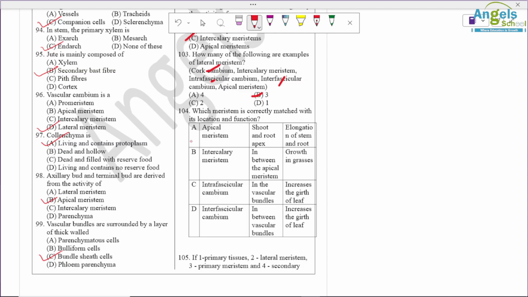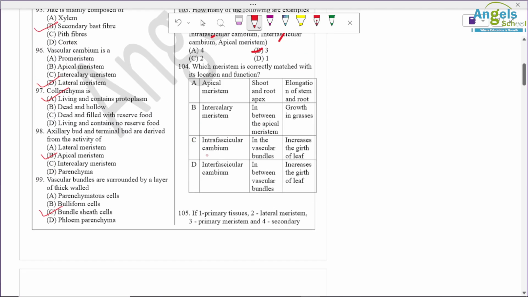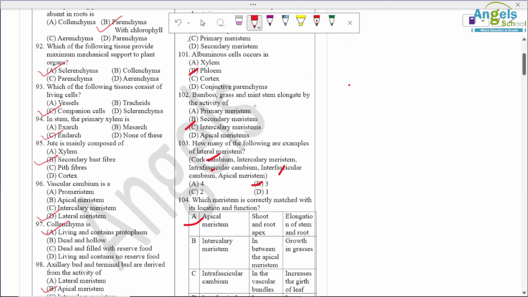Which meristem is correctly matched with location and its function? So apical meristem is present at shoot and root apex, and elongation of root and stem occurs.